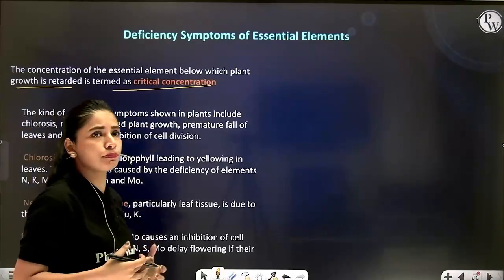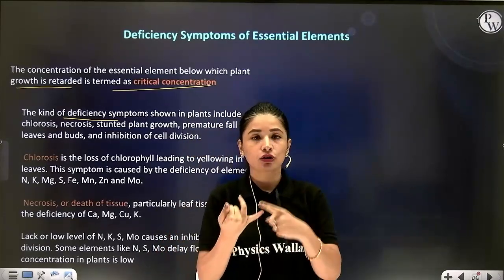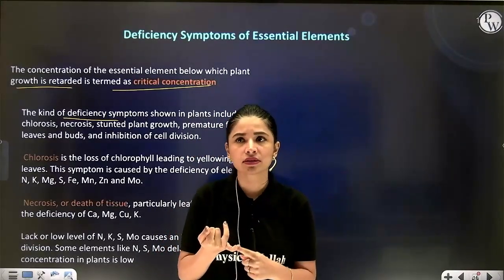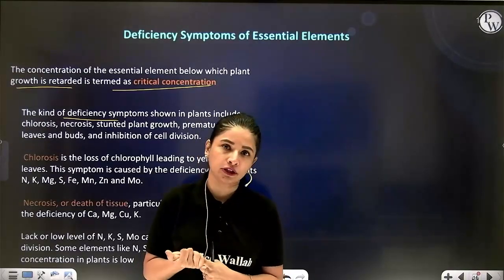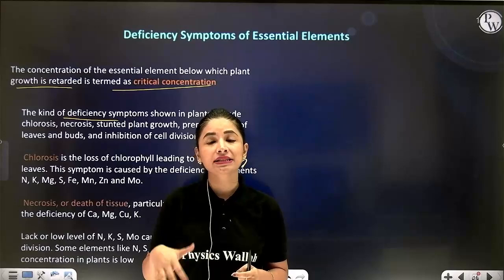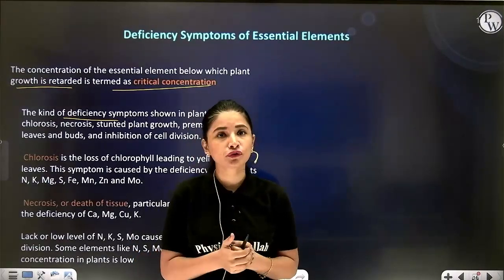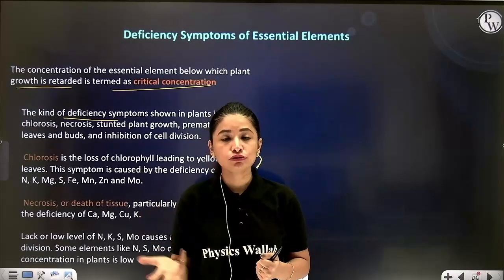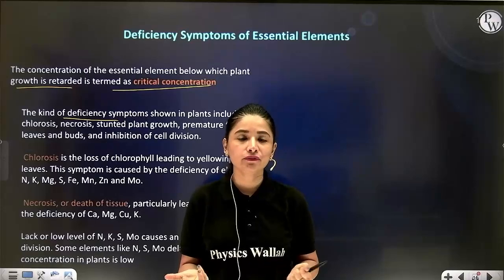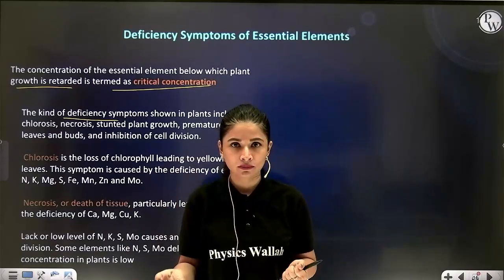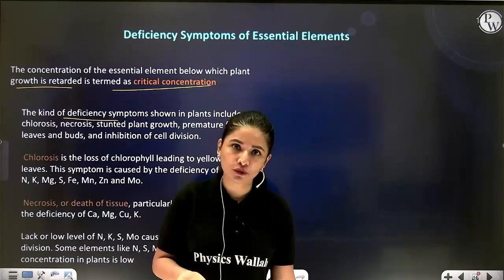Now the most prominent and common deficiency symptoms are chlorosis, necrosis, inhibition of cell division, delay in flowering, etc. The most prominent one is chlorosis, as I told you. Chlorosis means loss of chlorophyll. Now when the leaves lose their chlorophyll, what will happen? The color of the leaf will change from green to yellow. The leaves are green in color due to the presence of chlorophyll only.